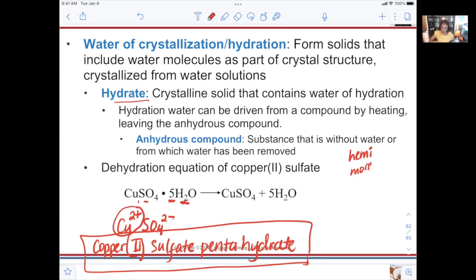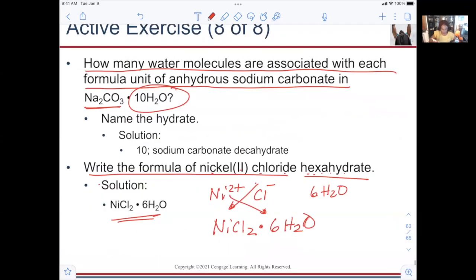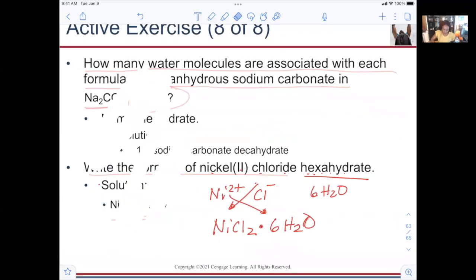If it's 1 water, you use mono, and if it's 2, it's di. And if it's half a water molecule, it's going to be hemi. How can you have half a water molecule? That just means that there's 1 water molecule holding 2 separate compounds. So when you're looking at one compound, you're saying, well, this compound only has half of the water molecule. Y'all, I know, you're probably like, what in the world? Okay. So let me try to complete this part here.